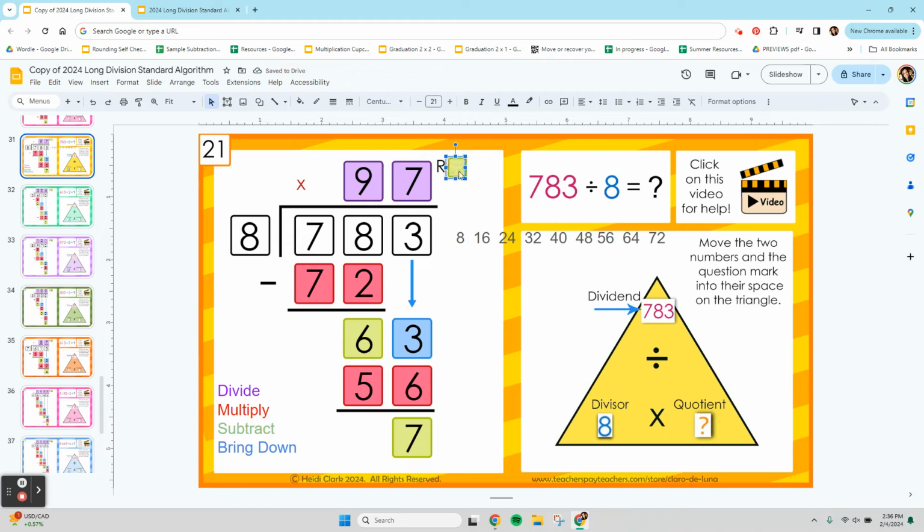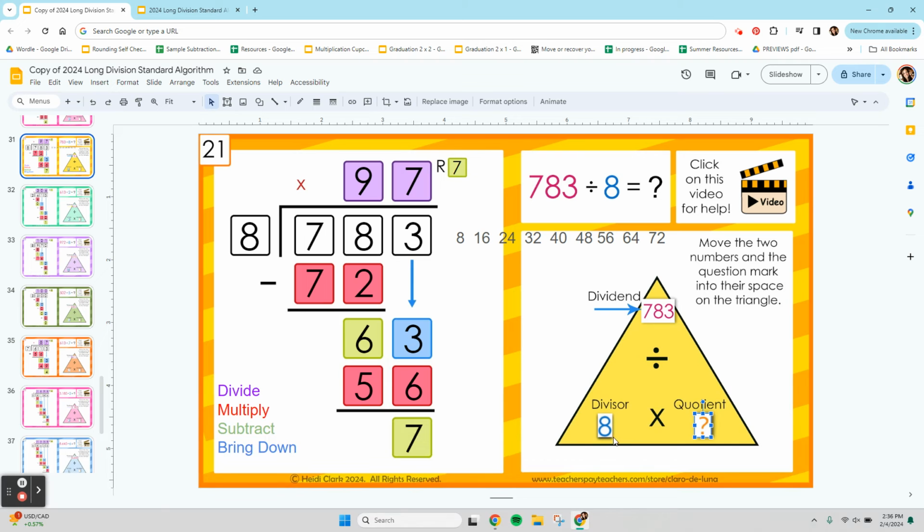So that means that if you did divide 783 cookies onto 8 plates, you would have 97 on each plate, gigantic plates, and you'd have 7 cookies left over that you can't equally divide onto those 8 plates. So our quotient is 97, remainder 7.